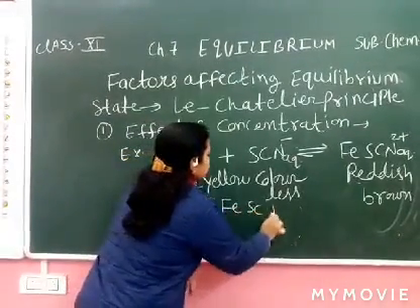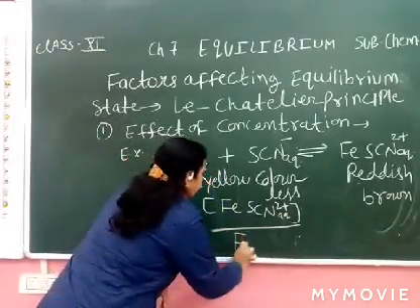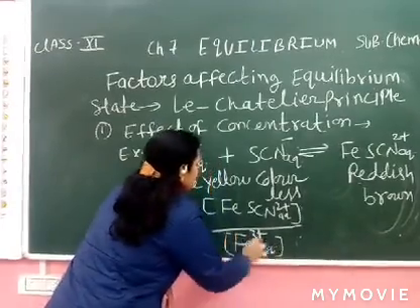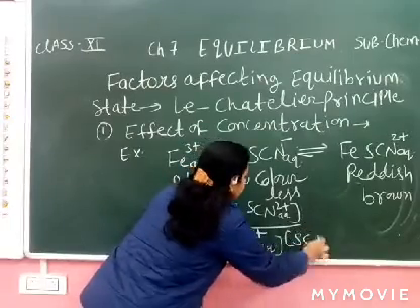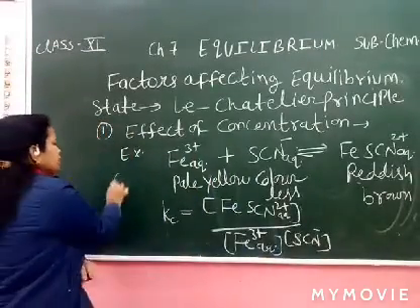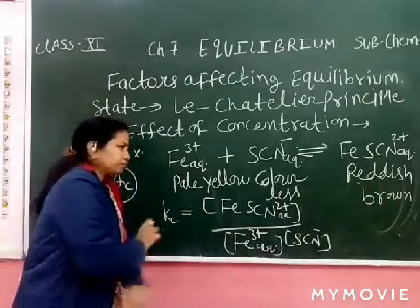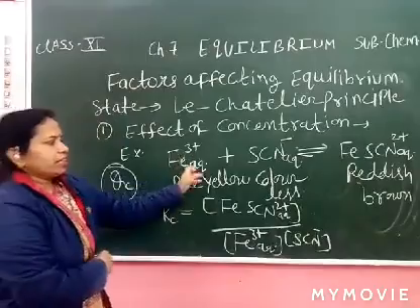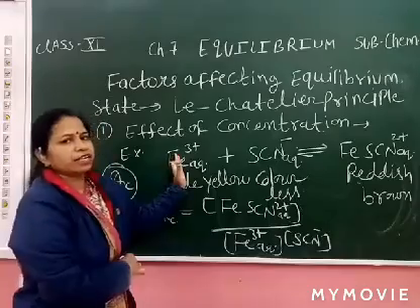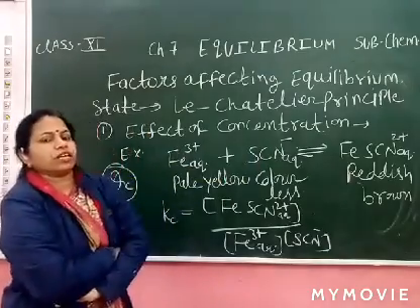Kc equals Fe(SCN) 2+ aqueous divided by Fe3+ aqueous and SCN minus aqueous. This is the equilibrium constant, and we explain it by the reaction quotient also here. Let's see. We can increase the reactant ferric chloride, and we can increase the reactant potassium thiocyanate.